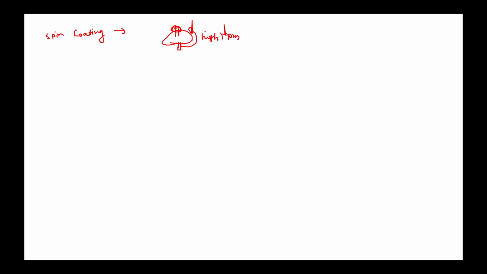So this RPM depends on, okay, how will you set this RPM? Firstly, it will depend on the viscosity of the solution, whatever solution you have, or any solvent. On the basis of that, you can set your RPM.